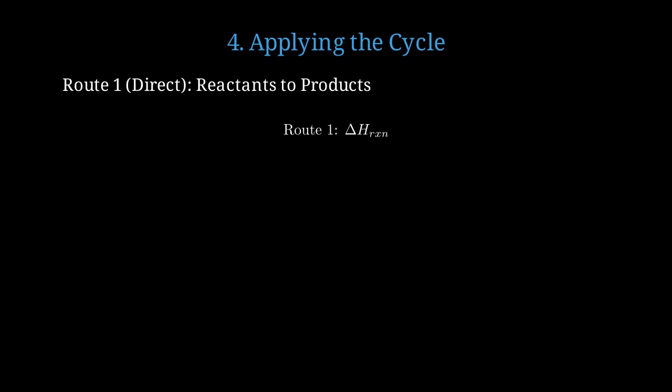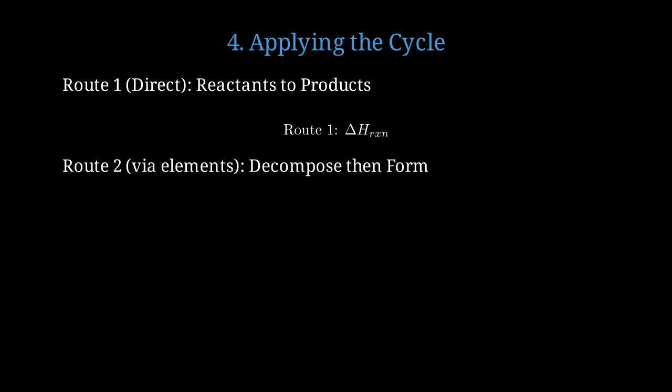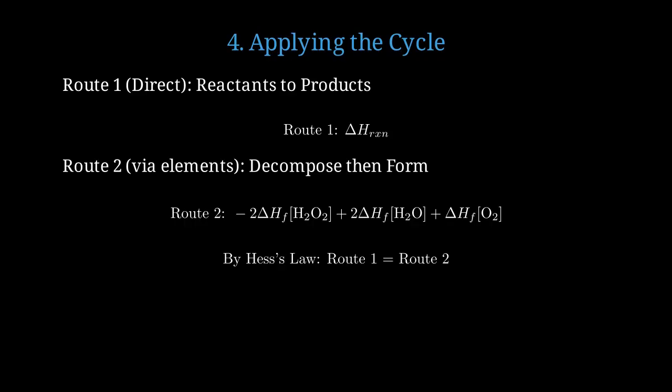Now let's apply the cycle to calculate the enthalpy change. Route 1 is the direct path from reactants to products, which is what we're trying to find. This is our unknown enthalpy change of reaction. Route 2 goes through the elements by first decomposing the reactants, then forming the products. Route 2 equals negative 2 times the formation enthalpy of hydrogen peroxide, plus 2 times the formation enthalpy of water, plus the formation enthalpy of oxygen. By Hess's law, both routes must give the same total enthalpy change.